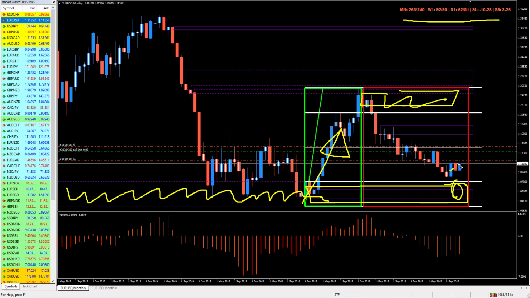We might manage to wriggle up and then continue lower down to this area of monthly demand, but we don't know yet. We have no idea just yet. But we do have a pretty clear indication as to what we should be doing and where we should be doing it: selling here and buying here.